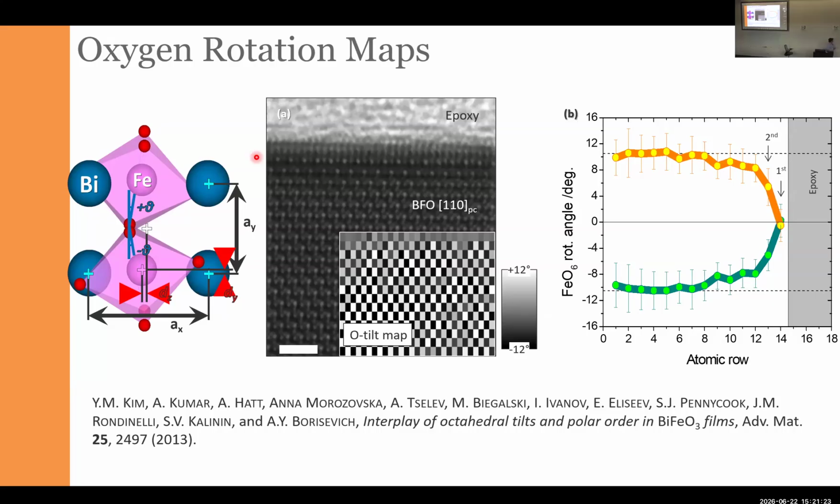So there are other things that we can do. This is an example of the octahedral rotation close to the sample surface. Notice what happens in this case. We know that this is how the tilts in the system evolve. We can directly measure these angles, and you can see that the tilts start to disappear somewhere about 5 unit cells away from the surface. So this is not an atomistic effect.